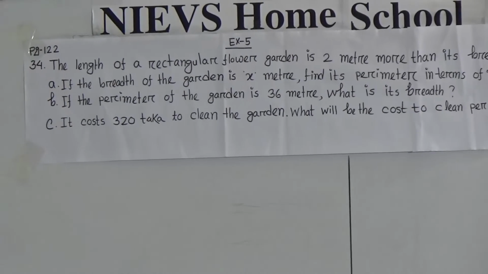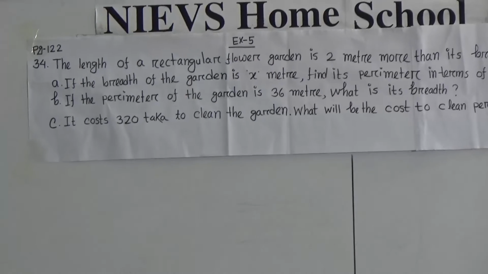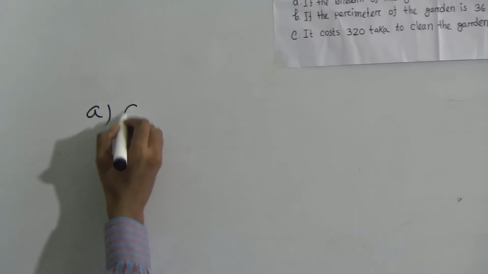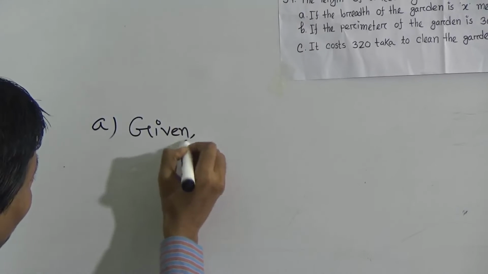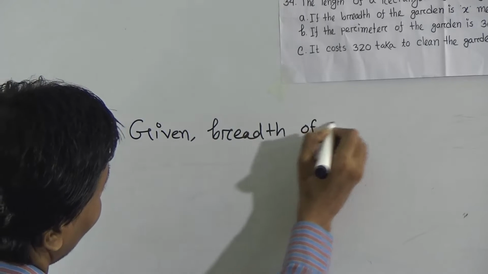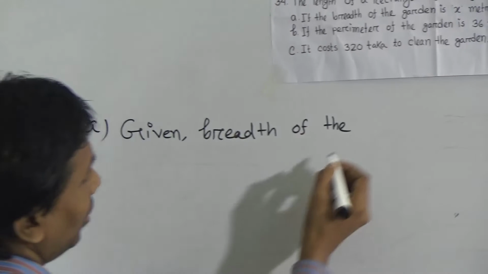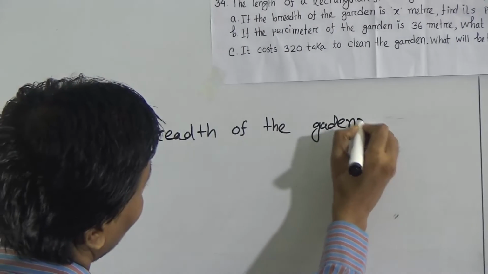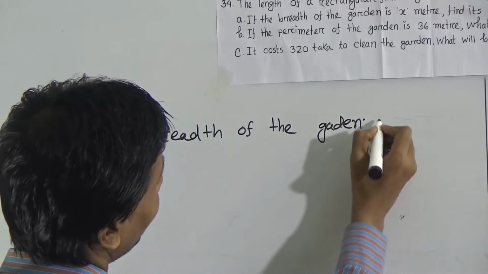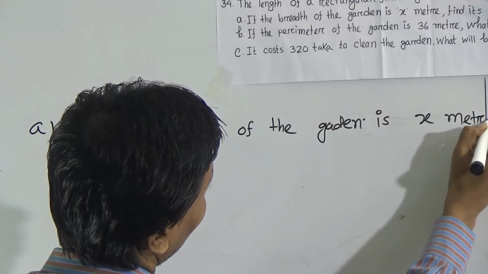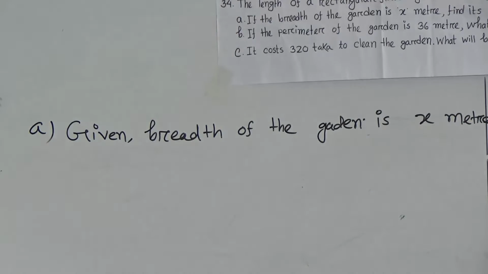Now, step by step I will solve. At first you see the question number A. If the breadth of the garden is x meter, that means given, look, you write here, given: breadth of the garden is x meter. Okay, breadth of the garden is x meter.